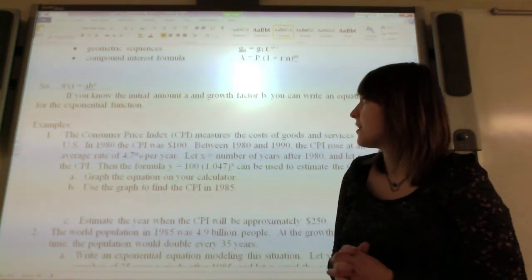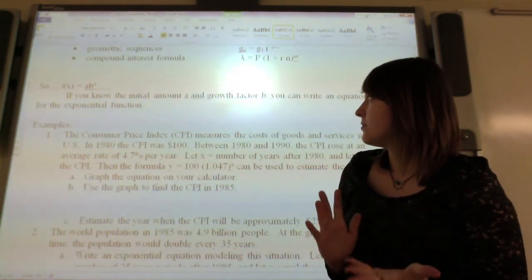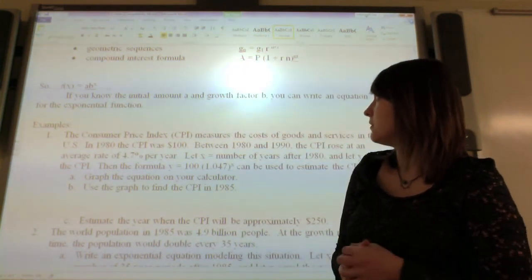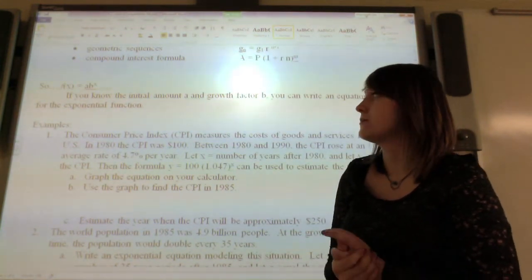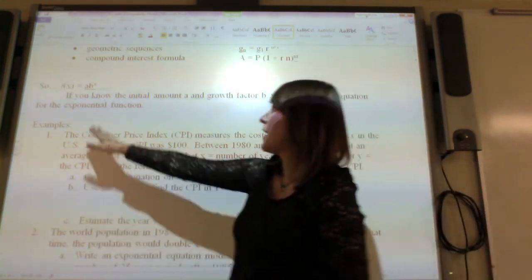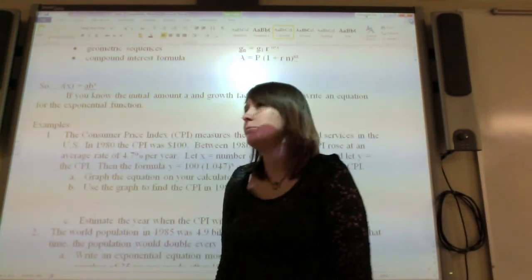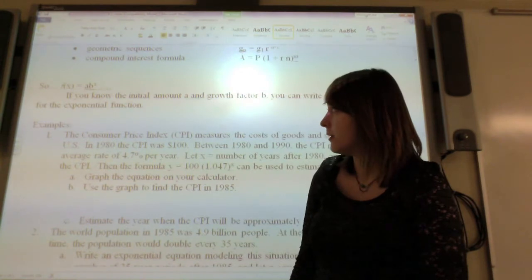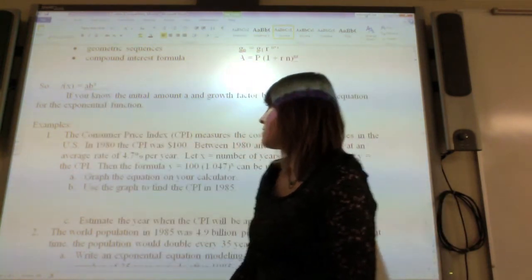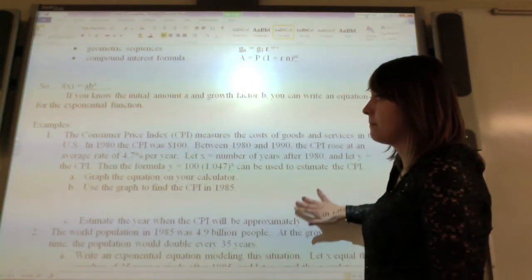So if f of x equals ab to the x, if you know the initial amount a and the growth factor b, you can write an equation for the exponential function. So this a value here, we call that our initial amount because that's whatever you start out with, and b is the growth factor because that's how much you're increasing by.